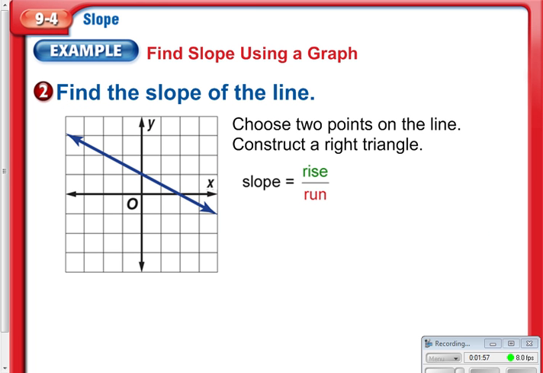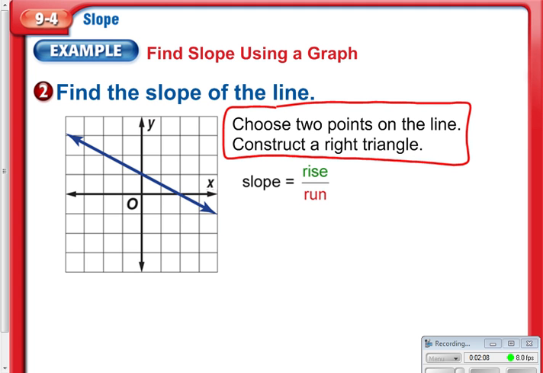Example 2, you're going to actually have to, given a line, find the slope of a line. So the big thing here is to choose 2 points on the line, and then you're going to construct that right triangle to figure out your rise and your run. Now again, use 2 points that you know exactly what they are. This would be a good point to use. This here would not be a good point to use because you do not know exactly what that ordered pair is. I know that this ordered pair here is 0, 1. So find another ordered pair that we know exactly what it is. Well, there would be another. Now we can go ahead and construct the right triangle in order to figure out your rise and run.